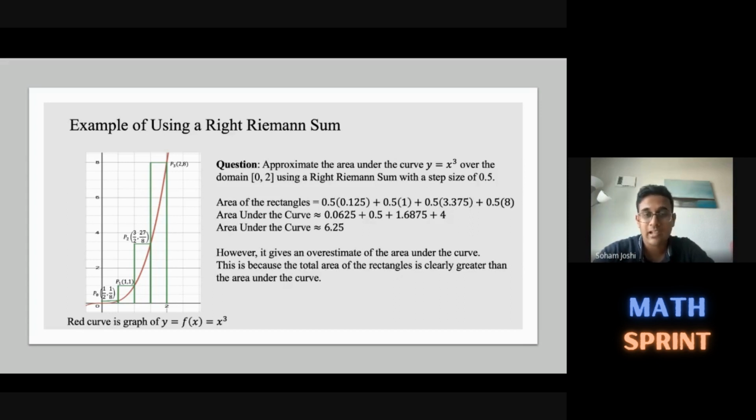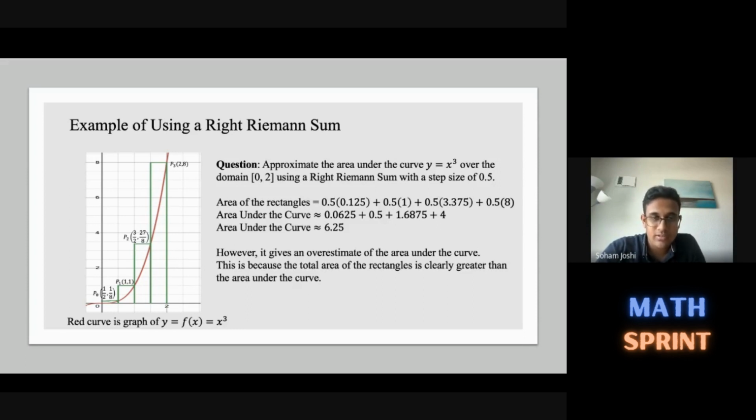So we plug in these values into the function. f of x is equal to x cubed. So f of 1/2 is 1/8. f of 1 is 1. f of 1.5 is 27/8. f of 2 is 8. So we have to draw the rectangles accordingly, with the help of their top right corners.